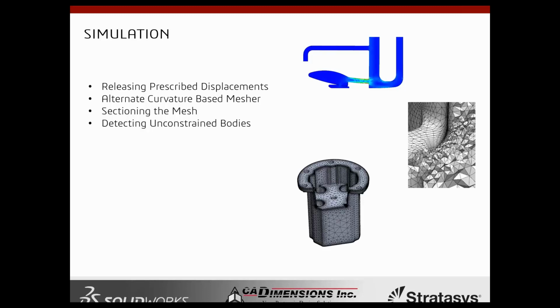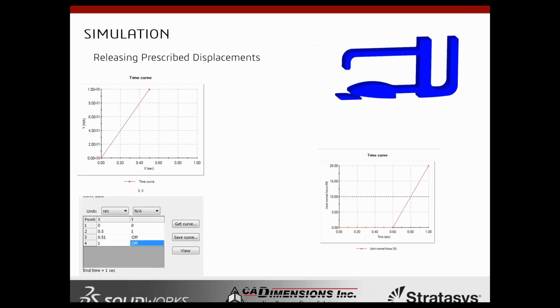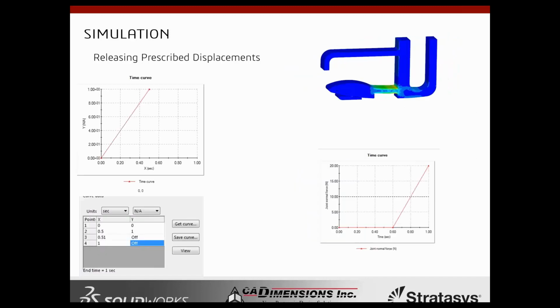All right, so the four enhancements I want to show today are releasing prescribed displacement, which I think is a great new enhancement, alternate curvature based mesh, so they introduced a new mesh, sectioning the mesh, which has been a long time coming, we've really wanted this for a long time, and detecting unconstrained bodies.